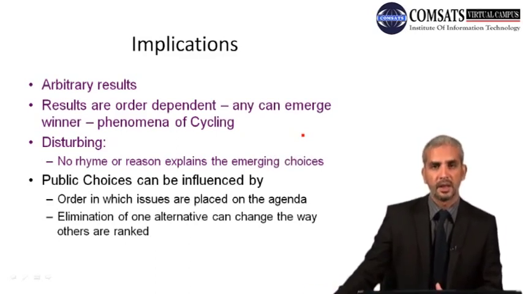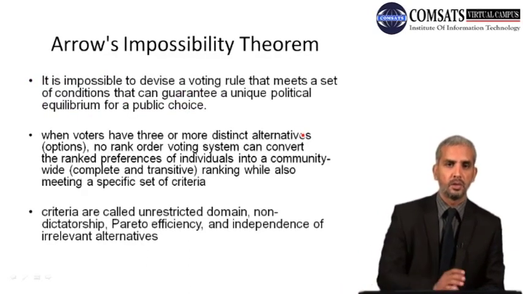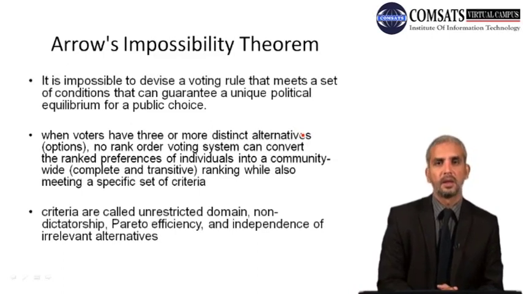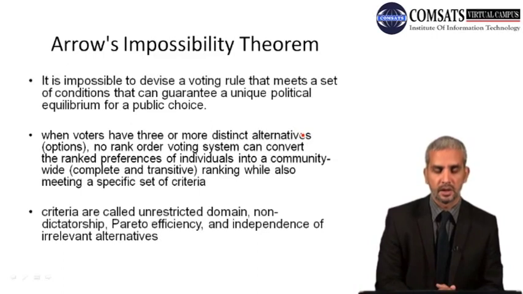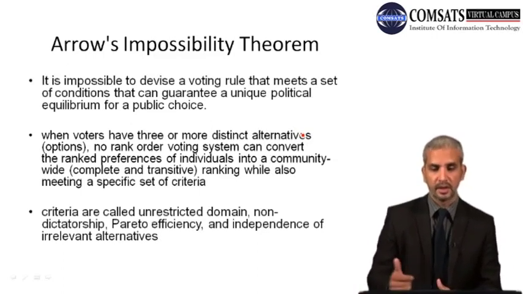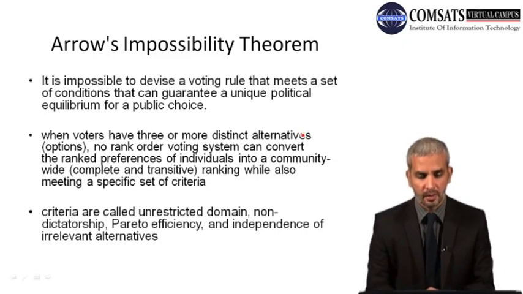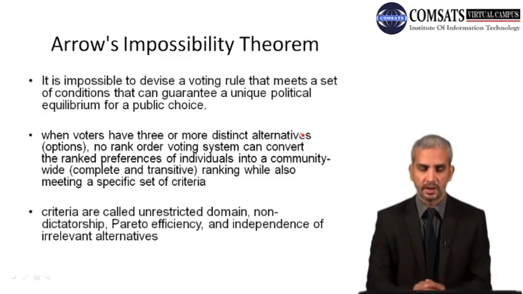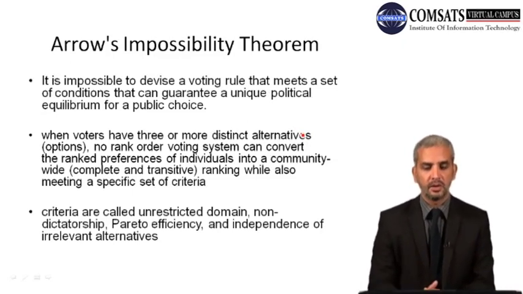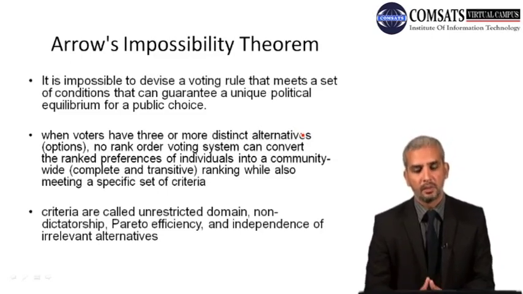Why this takes place, we pointed out, is the multiple peak preferences as the cause of this scenario. Then, moving on, we discussed Arrow's impossibility theorem, a very interesting narration of what we discussed earlier. It is impossible to devise a voting rule that meets a set of conditions that can guarantee a unique political equilibrium for a public choice.